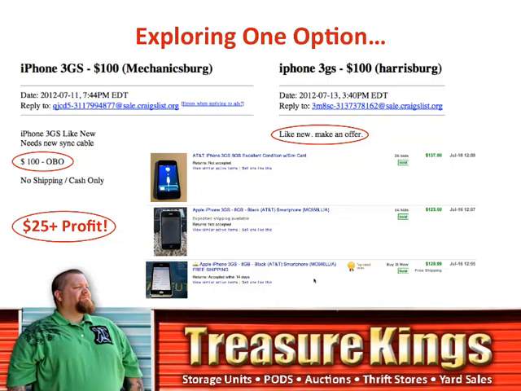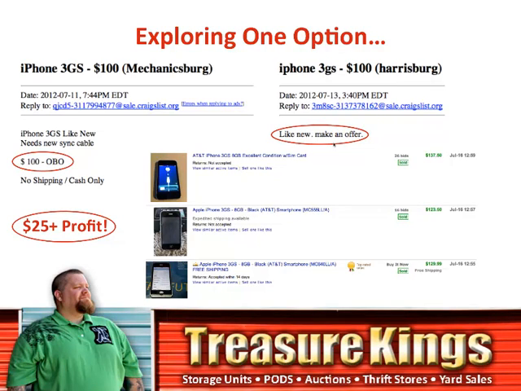And these examples have all been captured within the last week, within the last several days. These screenshots are all new, okay? So I want you to see this. Tommy discovered a couple of iPhone 3GS. And you'll notice that both of these are local listings for me, so literally you can do this anywhere that you are. Both of these were being sold for $100. That's the price they had listed on Craigslist. But I want you to see this. In both ads, they had $100 or best offer. Like new, make an offer.